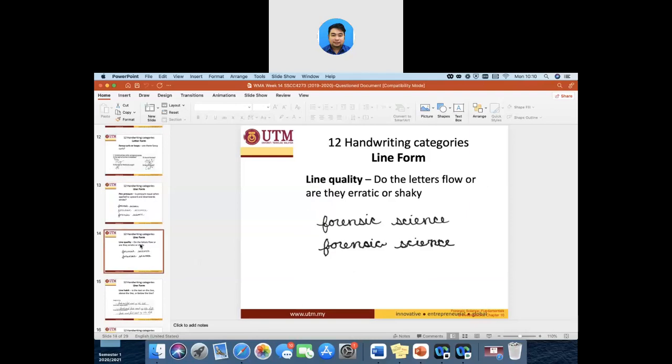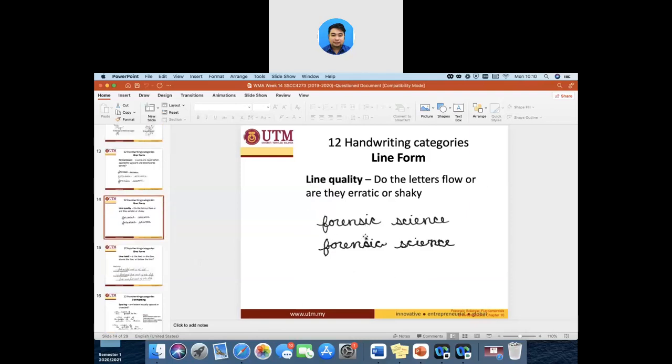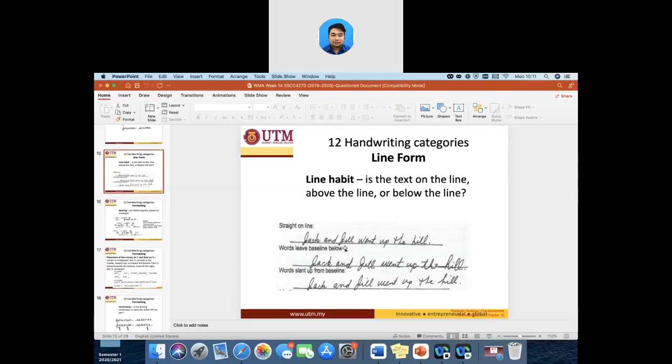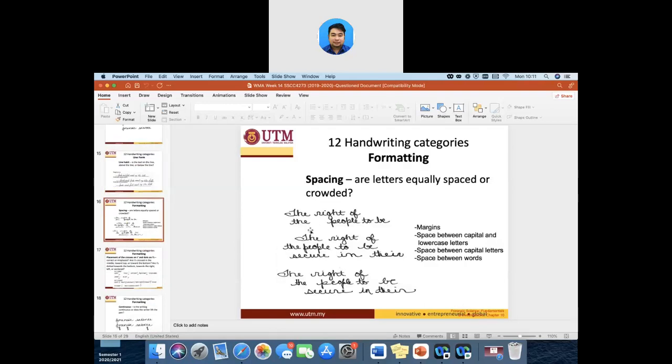Okay, line quality. Line quality ni whether the letters flowing nicely ataupun erratic ataupun shaky. The second one we will see the forensic science here. The second type here. Alright. Line habit, as I mentioned before, kita akan tengok sama ada kalau it is on a line paper, it is straight on the line, ataupun ada setengah tu dia akan down, words leave baseline below it ataupun naik daripada baseline. Okay. Spacing also, ada setengah orang spacing dia lebih besar daripada setengah orang yang lain. So this spacing would create individualization as well.